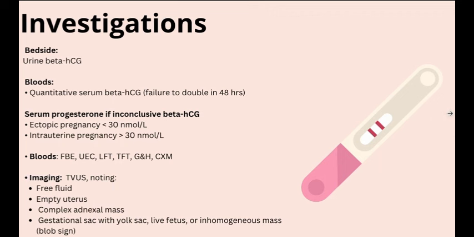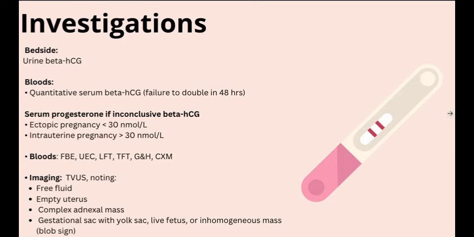So, in terms of what the next steps are, bedside beta HCG is important to confirm an ectopic. Without a beta HCG, you wouldn't have signs of an ectopic. Then you can start looking at quantifying the serum beta HCG. Obviously, if it doesn't double every 48 hours, like you would expect in an intrauterine pregnancy, this is a sign that it could be ectopic. And you can also look for serum progesterone if the beta HCG levels are not clear. In an ectopic pregnancy, this is going to be less than 30. In an intrauterine pregnancy, this is going to be above 30.